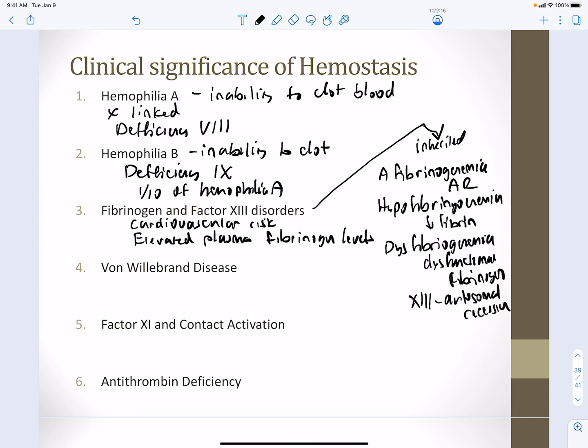There's also von Willebrand disease, in which you have a deficiency of von Willebrand factor. This is the most common inherited bleeding disorder of humans. You have type 1, which is autosomal dominant. Type 3 is severe recessive. And type 2 can have either increased or decreased function.